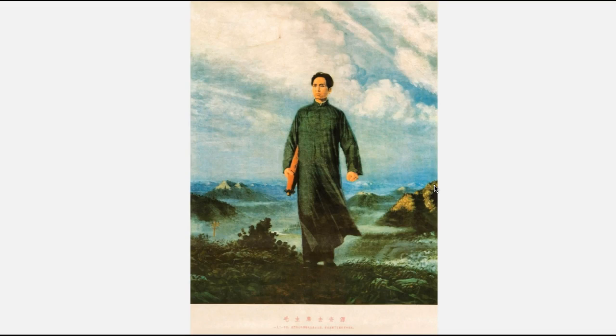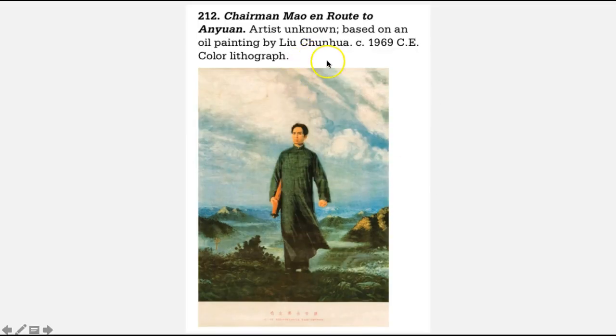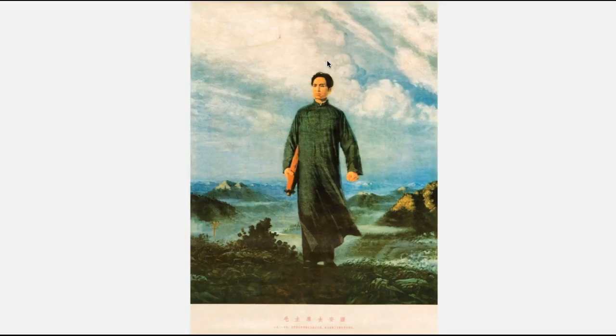So what you see here is Mao en route to Anyuan, right? He's walking with purpose towards the strike. Now, why would you paint this? And the artist, forgive my pronunciation, Liu Chunhua, who was a member of the Red Guard, read interviews about the strike. He looked at old photographs from that time to get a sense of history in this piece.